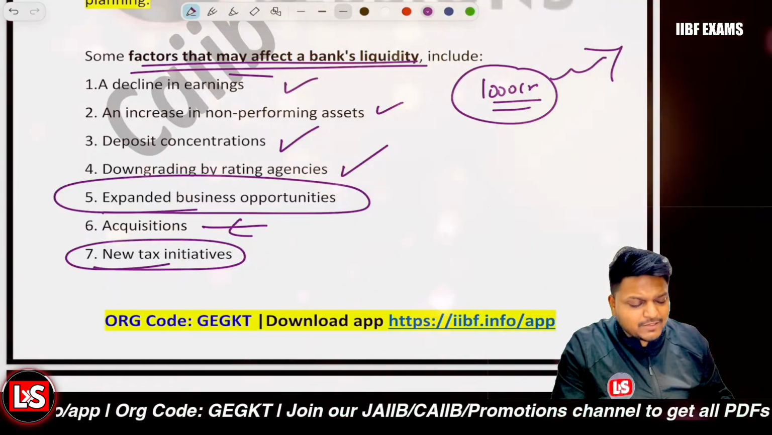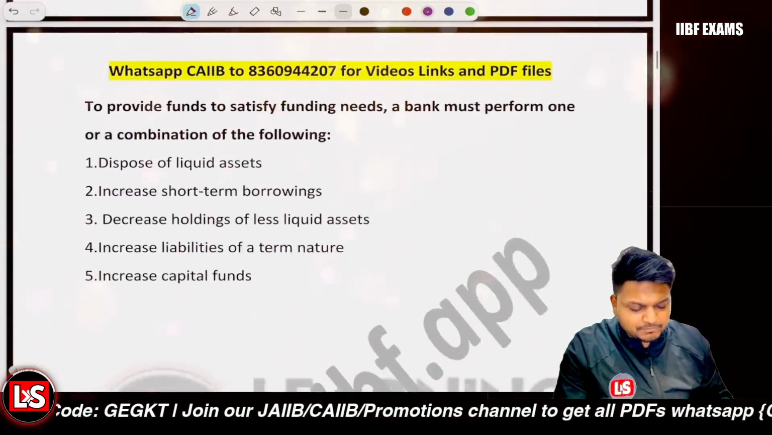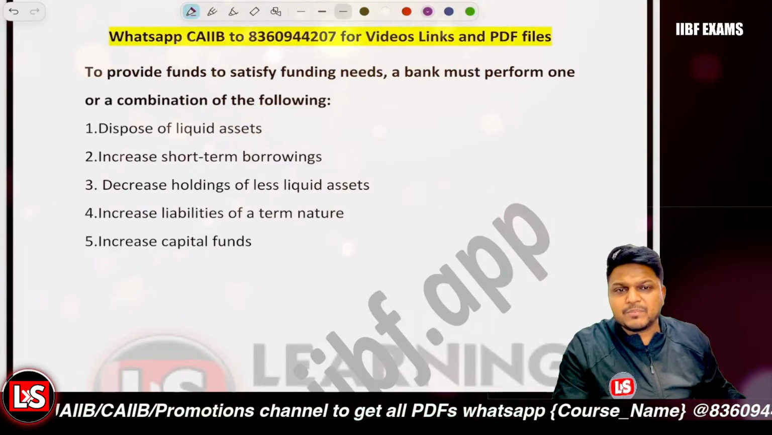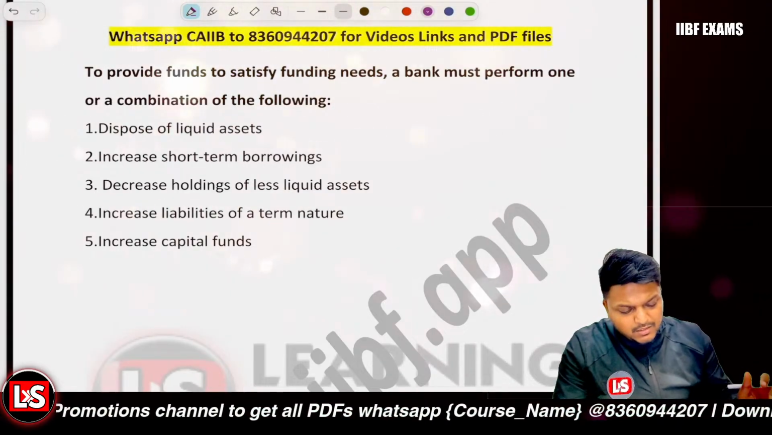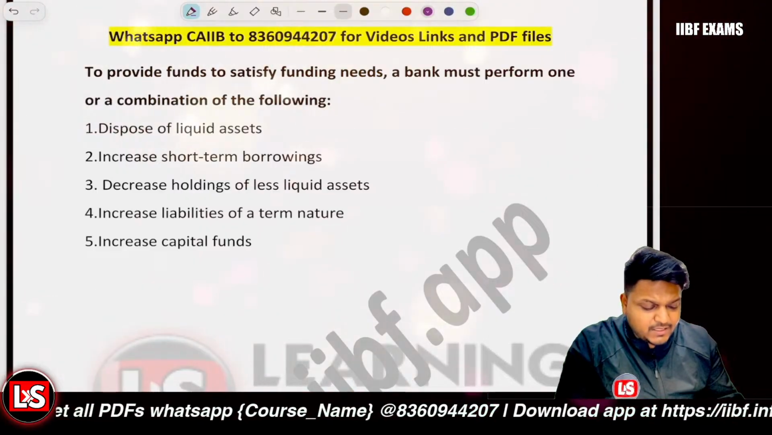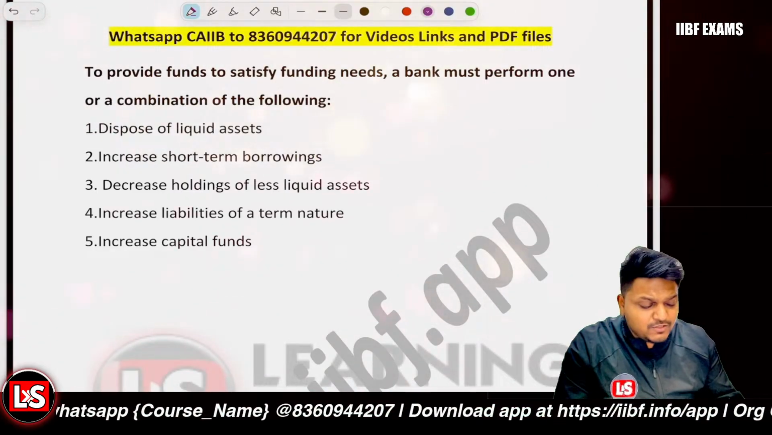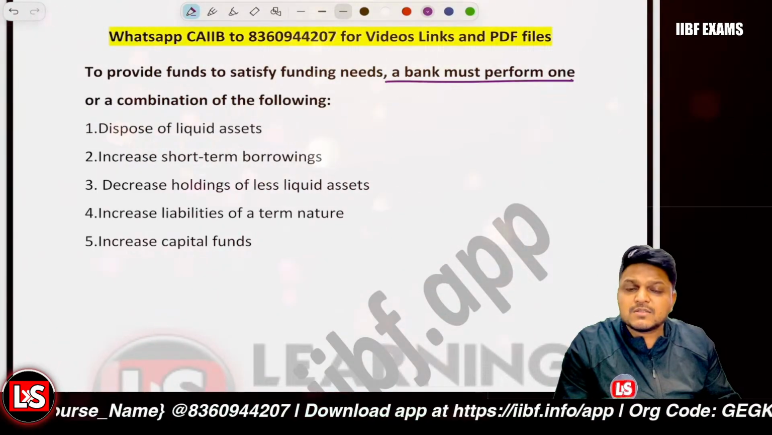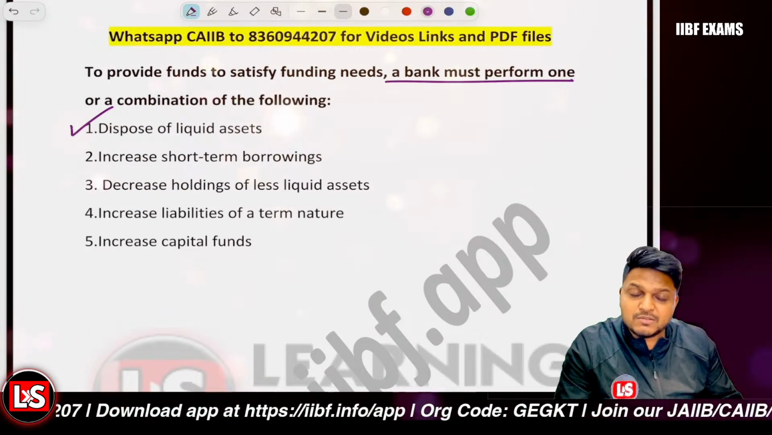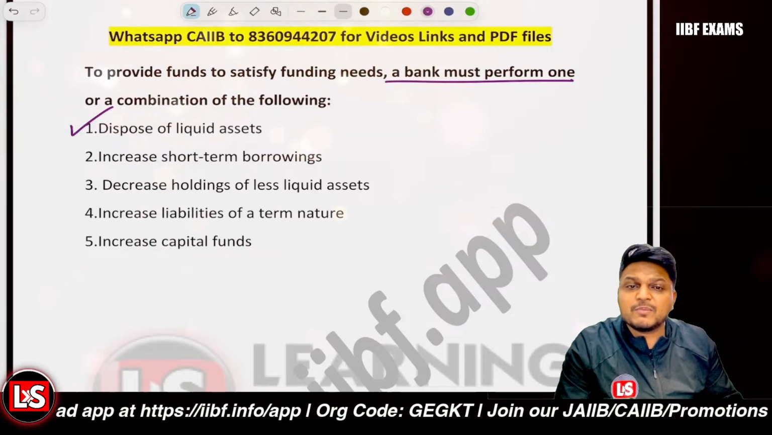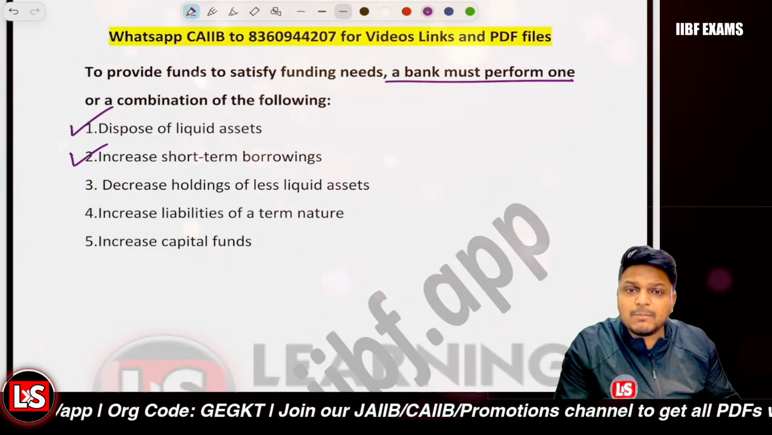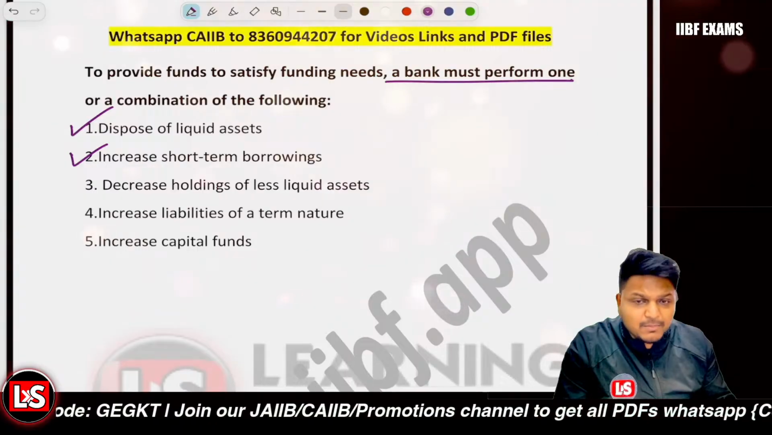So these are the factors which affect the bank's liquidity. And definitely you do require funds, and you can perform any of these actions so as to have the funds. First of all, you can sell off assets, but definitely the unprofitable sale of assets should be avoided. You can do short term borrowing, like raising funds from the money market.